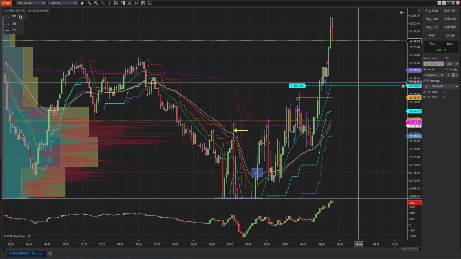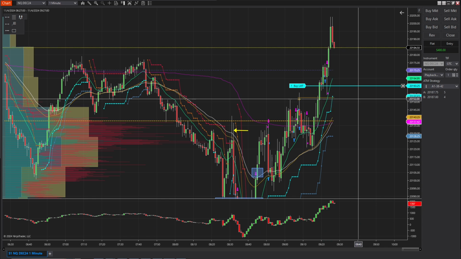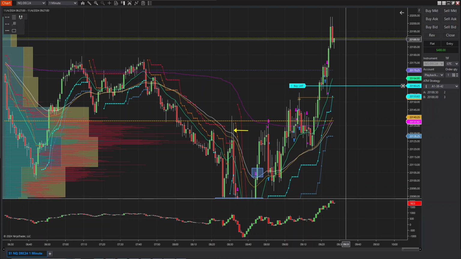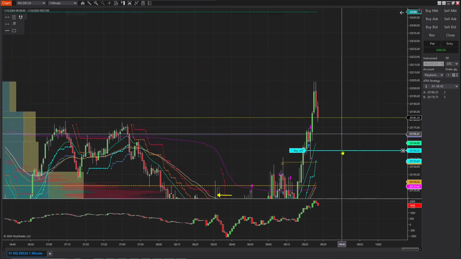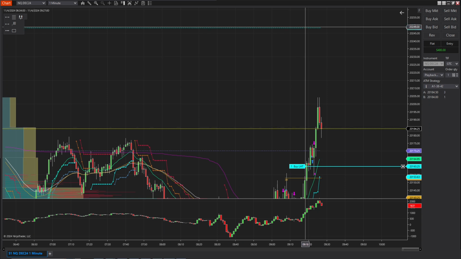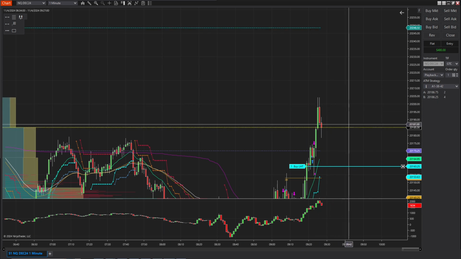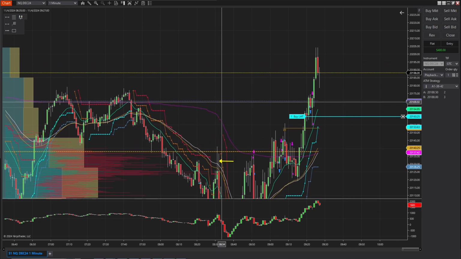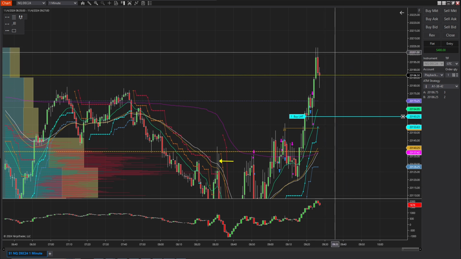So at this point here, I don't expect it to come all the way here, but on the other hand, I don't want to take a short here either against this. And this is actually the initial hour high, but overnight it had gone up till here, and that is why there is no initial hour high marked here.